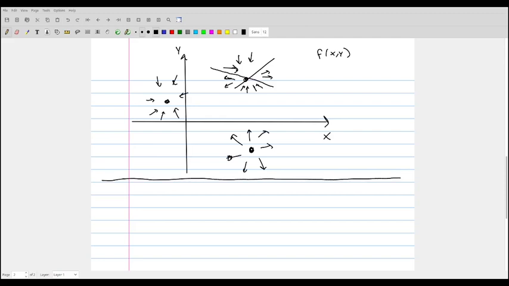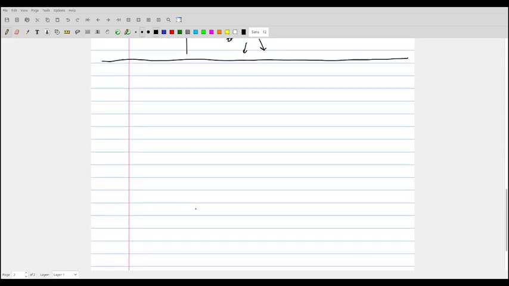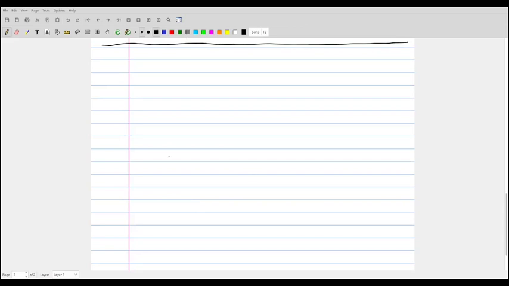So what we're going to be interested in this lecture is figuring out how this works for the second derivative test, which, it turns out, is the easier test to apply in general for multivariable functions. Let's review the second derivative test for single variable functions.